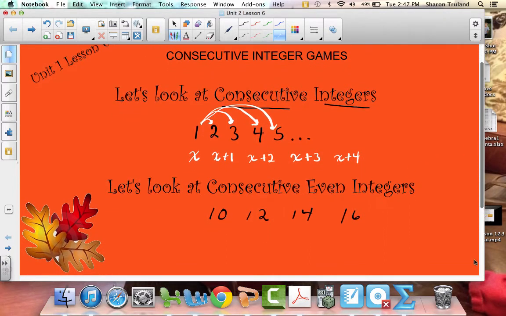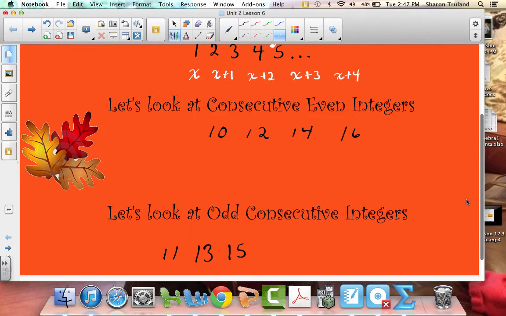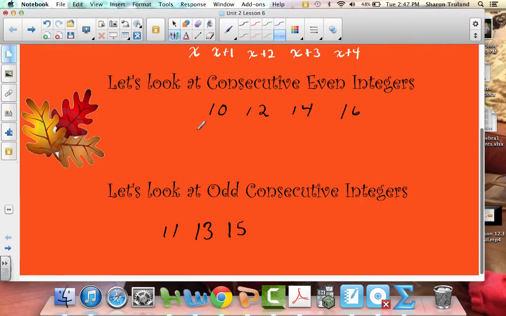Now consecutive even integers, kind of the same way. We're going to start with x to represent any even integer. And then notice the next consecutive even integer away from 10 was 12. It was 2 away. So we represent that by x plus 2. 14 was 4 away from 10, so x plus 4. X plus 6, etc., as far as we want to go. Because even numbers are 2 away from each other.